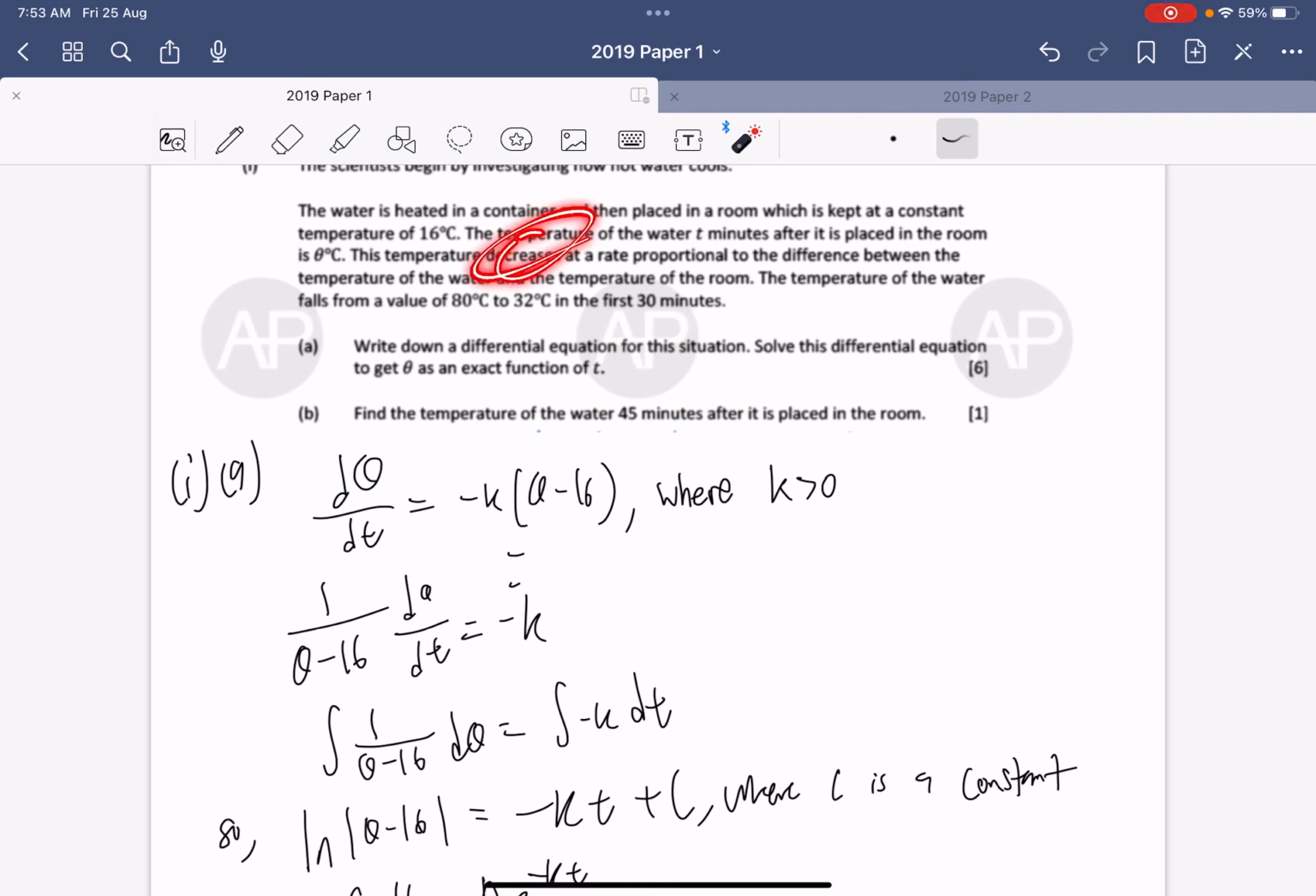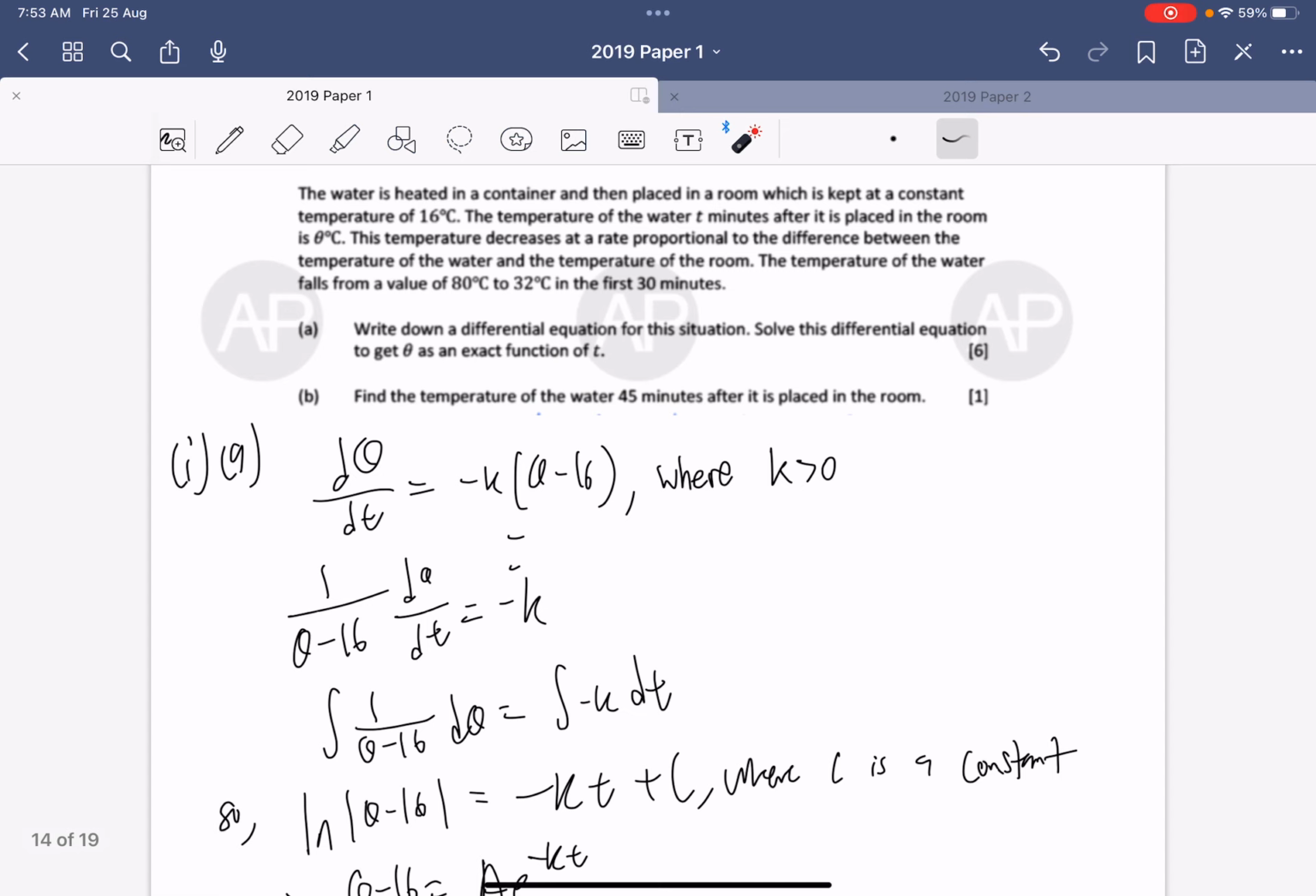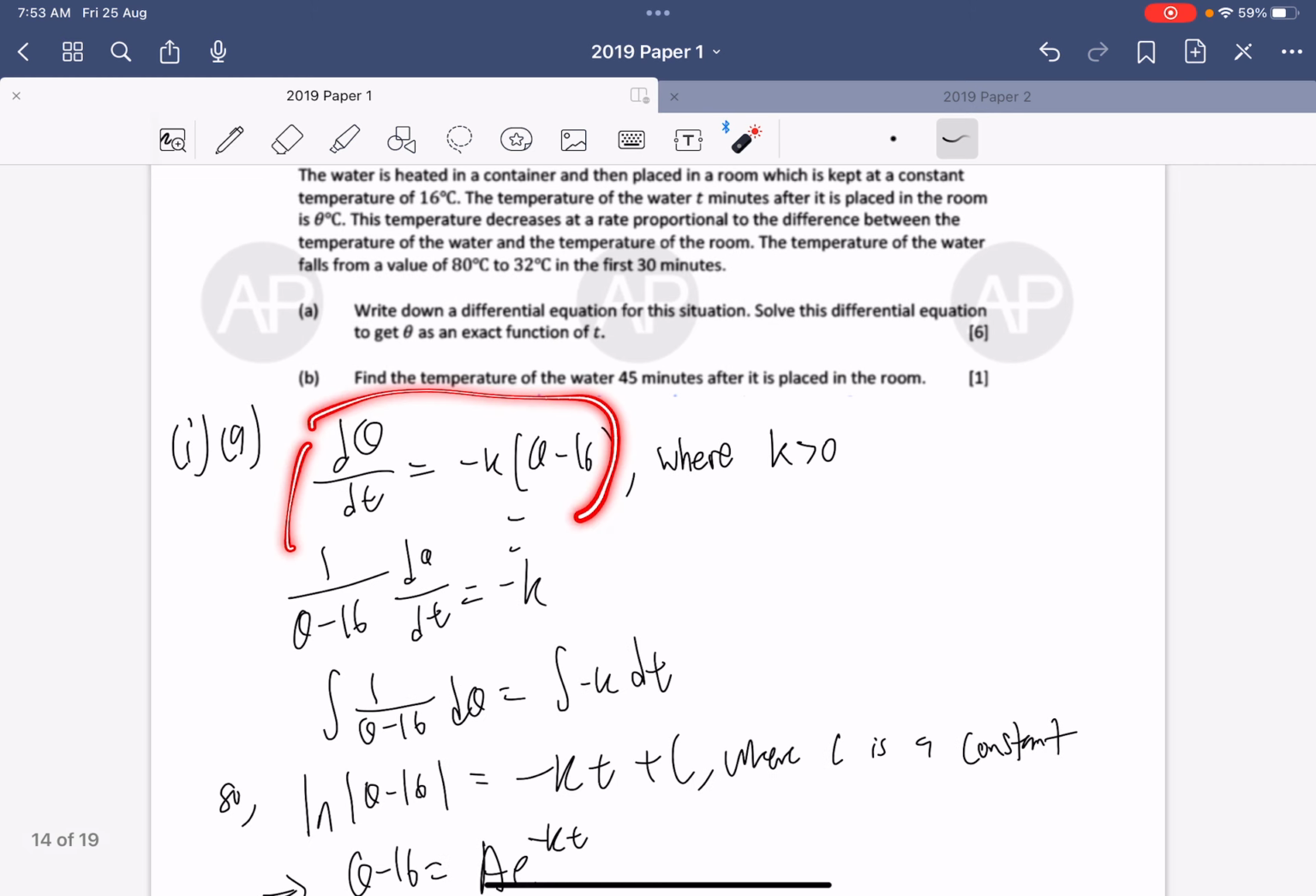It's decreasing, so it's minus k bracket theta minus 16. Theta, of course, started from a higher temperature, since it's heated at the start. The reason why we have this minus is because we want k to be a positive number, so we make it clear that this is decreasing with the minus here.